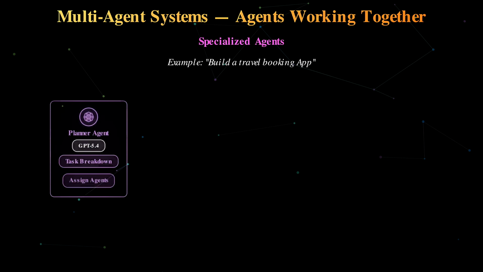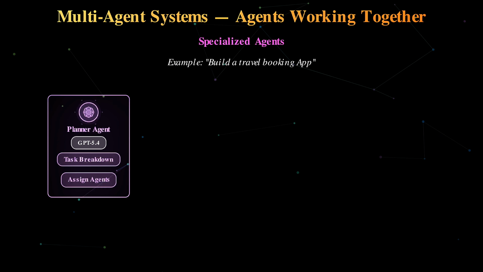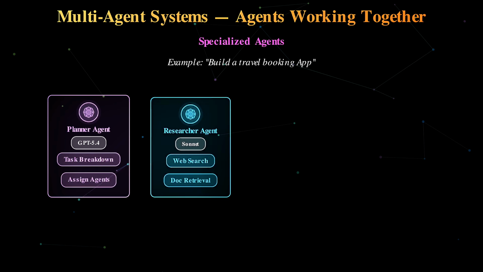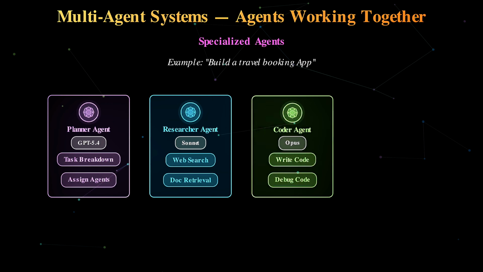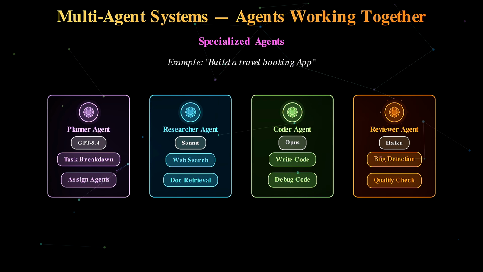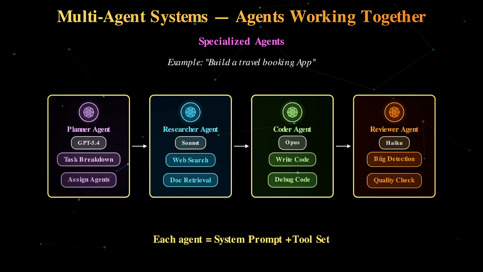A planner agent coordinates the team, breaking tasks into subtasks and assigning them to the right agent. A researcher agent excels at finding information, equipped with web search and document retrieval tools. A coder agent specializes in writing and debugging code. A reviewer agent checks the work of others, analyzing code for bugs, verifying facts, and ensuring quality. Each specialized agent is configured with its own system prompt and its own tool set.